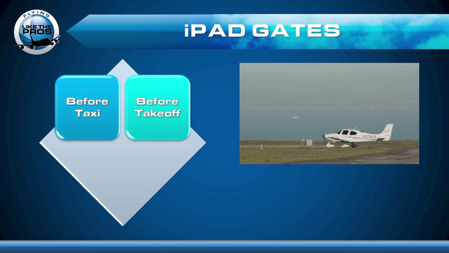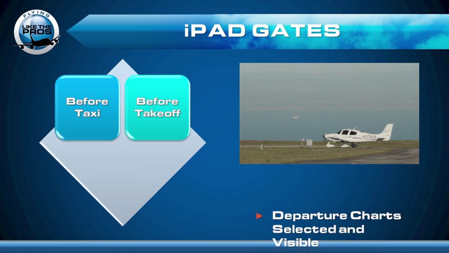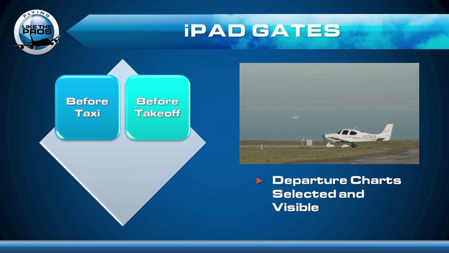The second gate occurs before takeoff. And again here, before I key the mic, call the tower, and say I'm ready for departure, I will take the iPad, get the departure charts ready to go. Maybe it's a sectional or a terminal area chart. Maybe I'm flying a SID, a standard instrument departure. But I get the charts ready to go before I key that microphone.